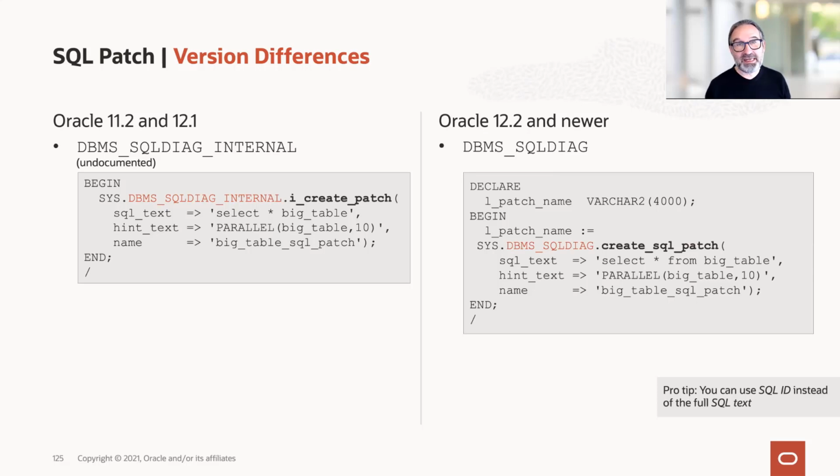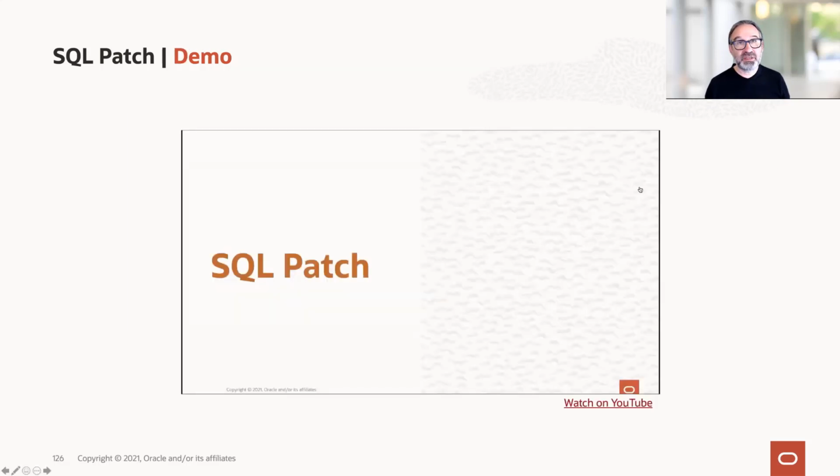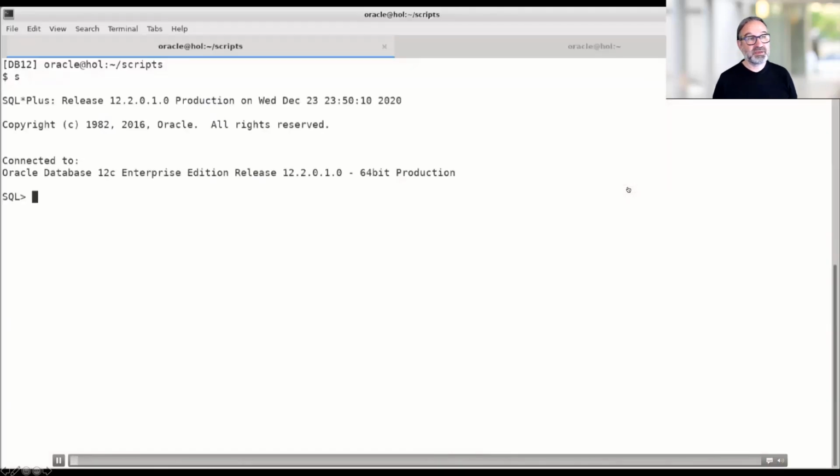I add here a hint in my example, a parallel hint. This could be, for instance, a good thing for the time zone adjustments. And I give the patch a name. That's it. Doesn't look complicated, right? Let's have a closer look into a quick demo.